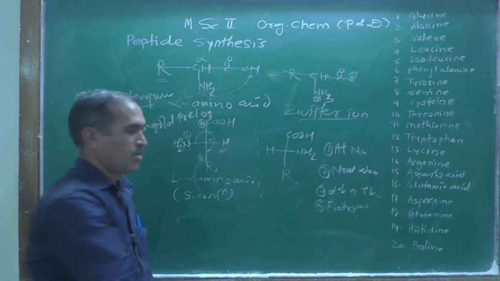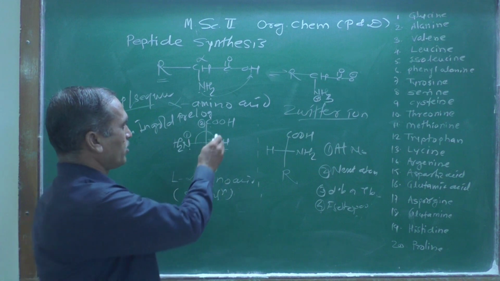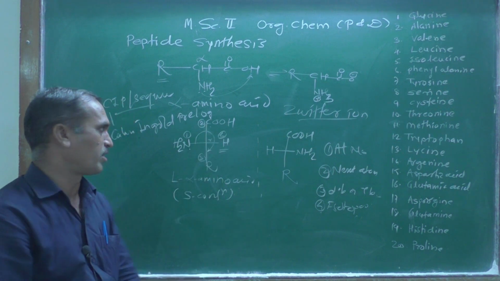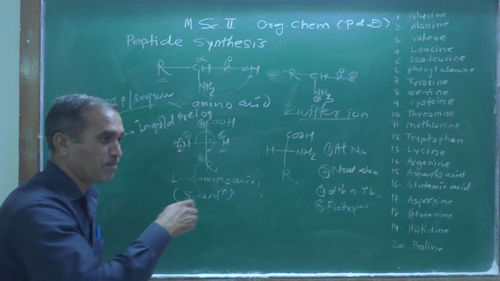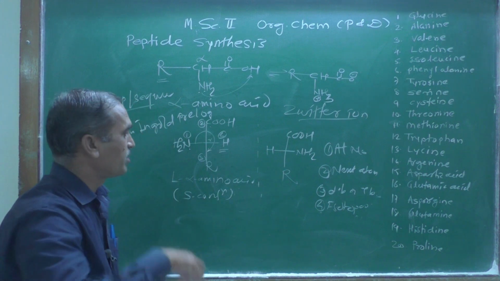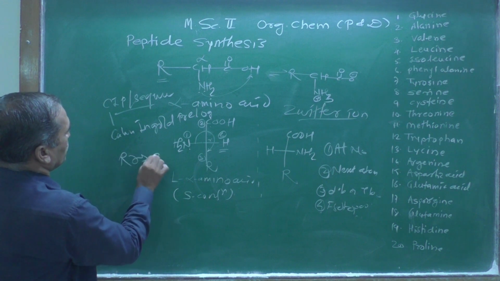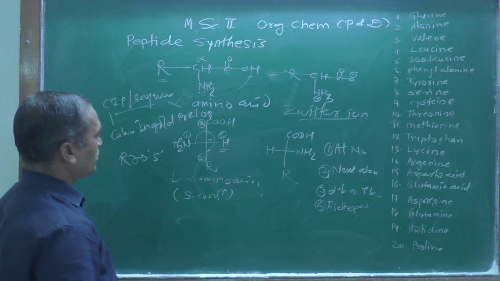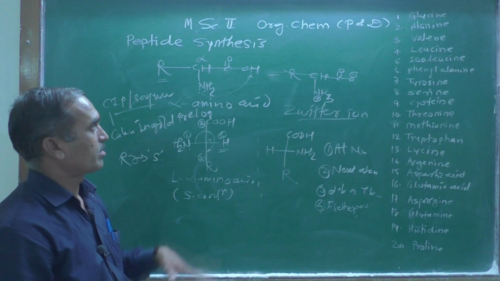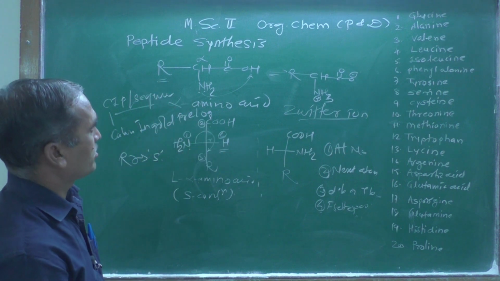But look at the fourth priority group. If it is present horizontally, then its configuration is reversed, inverted, meaning R changes to S, meaning this has S configuration. That is the case for the alpha amino acids.